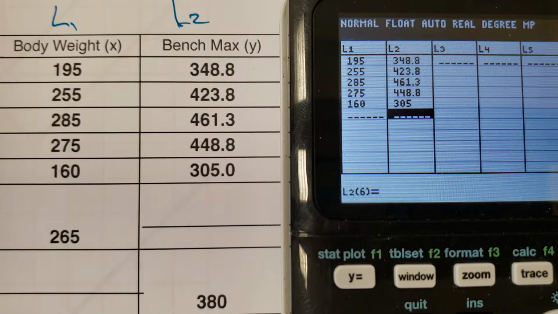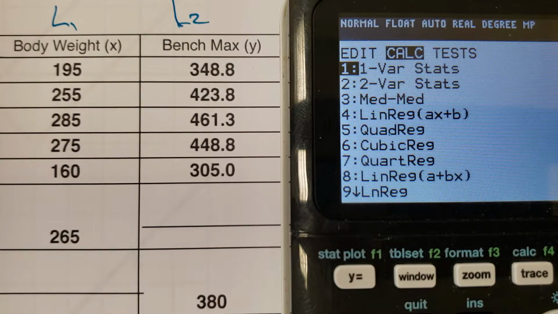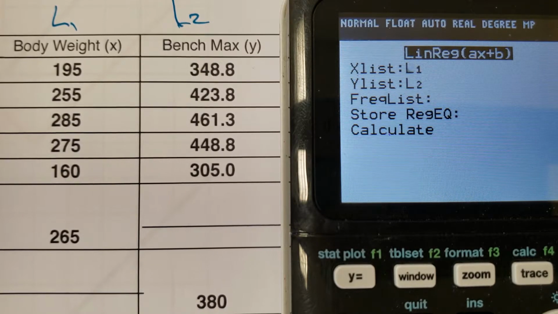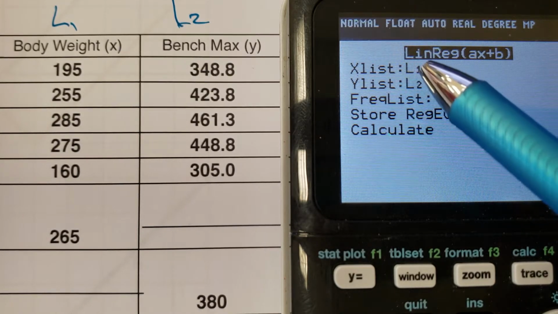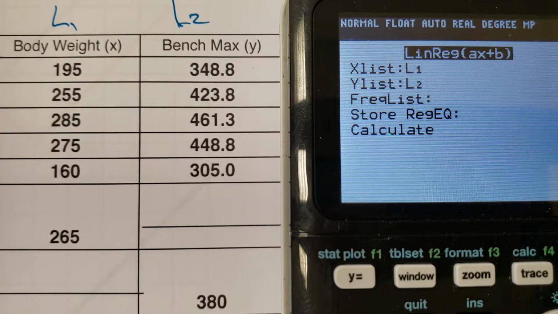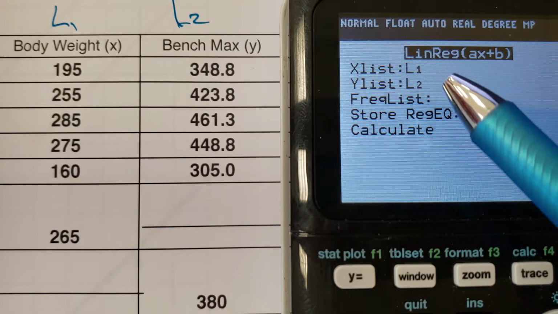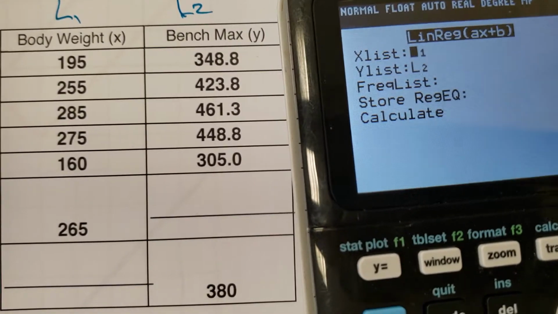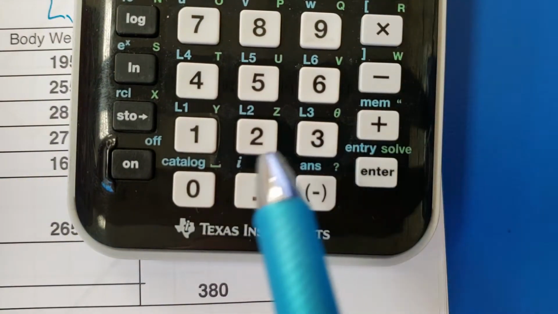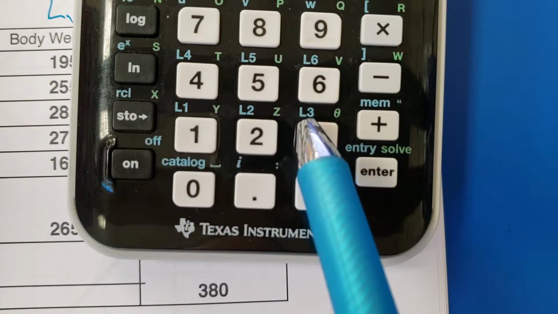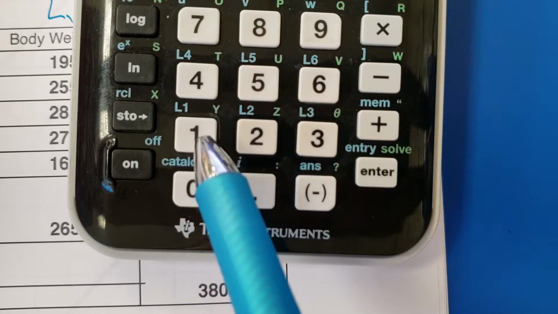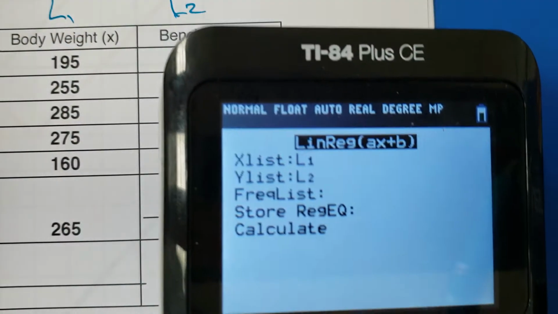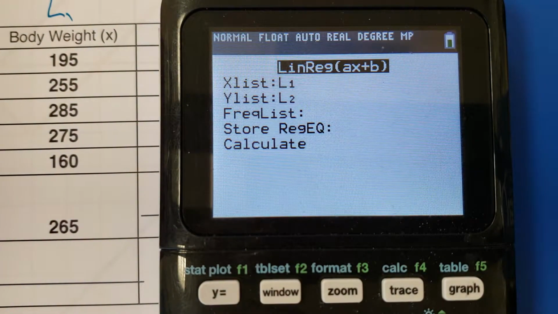So let's go back to stat. Let's go to calculate. Let's go to linear regression. Send it. Yes, I want the x values to be list 1 and the y values to be list 2. Hopefully nobody messes with that. If you ever do have to switch those, the list numbers are actually the blue right there. So list 1 and list 2 is number 1 and number 2. So you might have to go there to switch those if anybody messed with you.